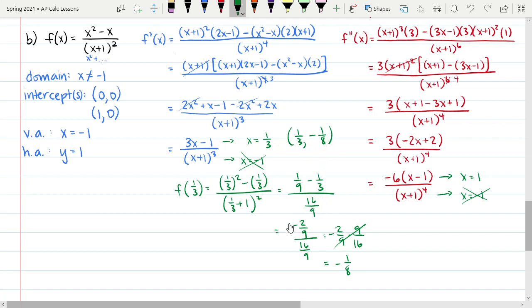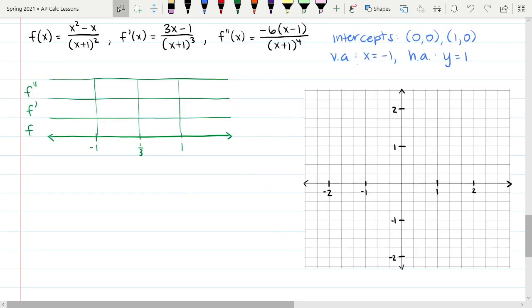All right, so now we've got all of the information that we need. Remember, we've got critical numbers at x equals 1/3 and x equals 1. We have domain restrictions at x equals negative 1. So let's put all of that information into our sign chart. All right, so here is our sign chart all set up.